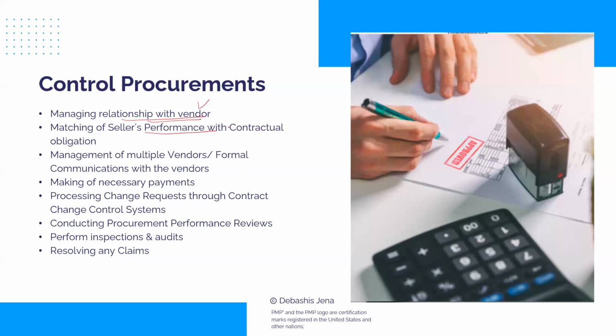Matching seller's performance with contractual obligation. Do you understand the term breach of contract? Breach means non-adherence to any of the terms of the contract. That is what we call a breach. So the second point is about that. The buyer is going to check that the seller does not breach the contract.